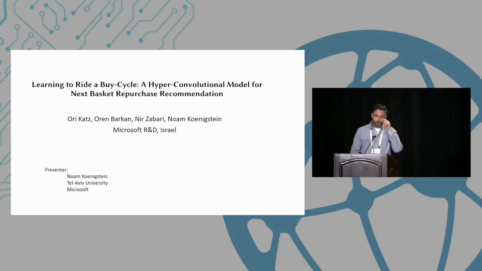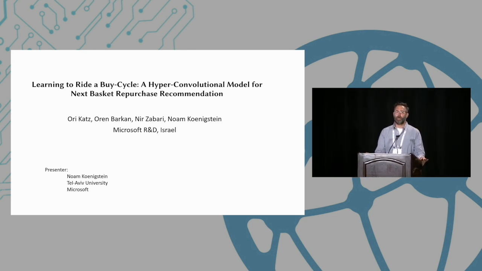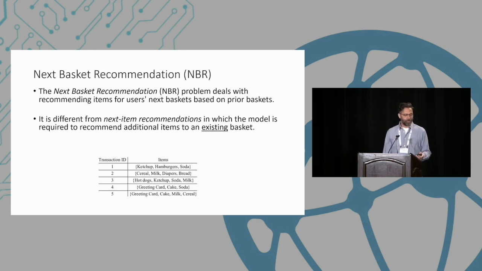Okay, so yes, I'm Noam Koenigstein, and the focus of this talk is going to be recommending repurchased items. We'll start right away with a problem definition. I assume that most of you are familiar with the next item recommendation problem. In that problem, we have a context of an existing basket, and the goal is to recommend one more or a few more items that go along with that existing basket.